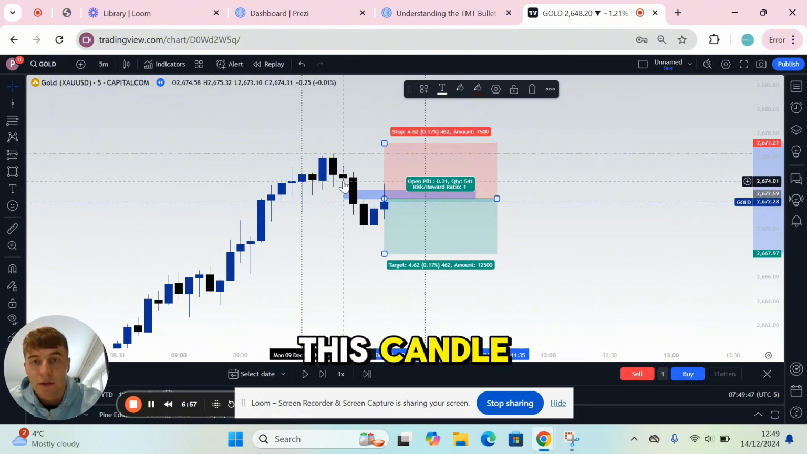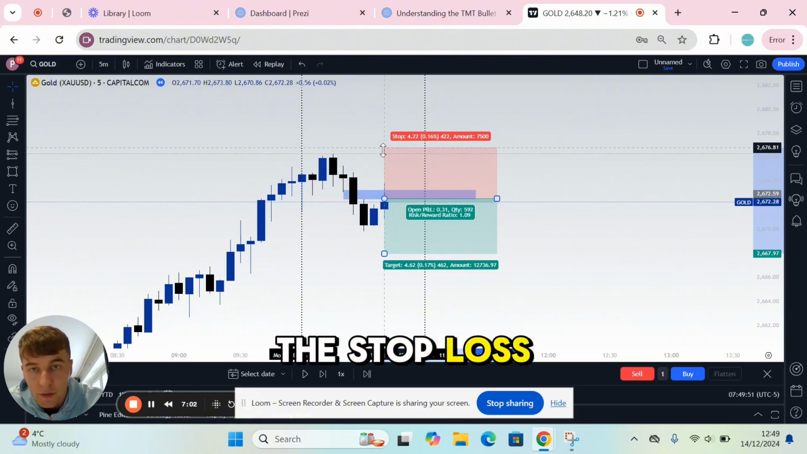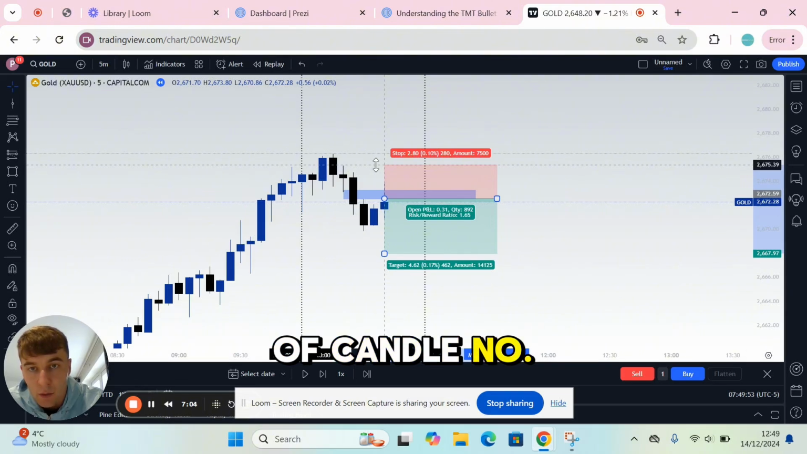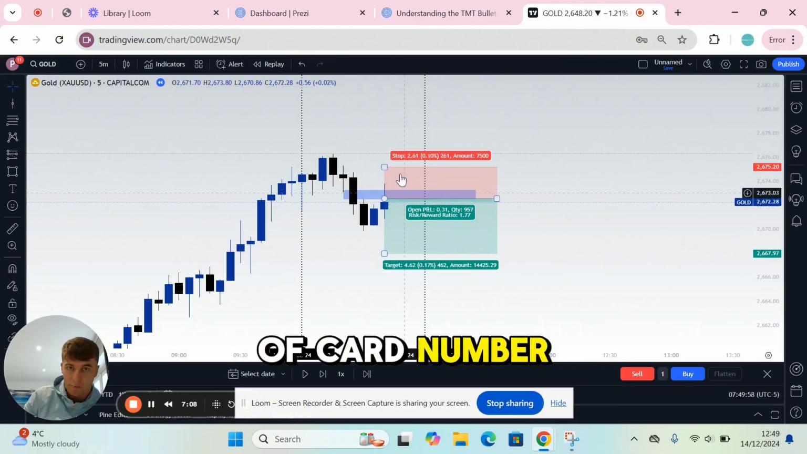And what I'm saying about the stop loss is, the fair value gap is this candle, this candle, and this candle. So candle number 1, candle number 2, and candle number 3. So we're putting the stop loss at the top of candle number 1. That's where the stop loss is, the top of candle number 1.